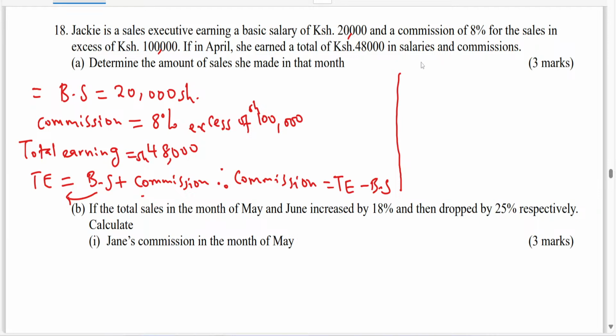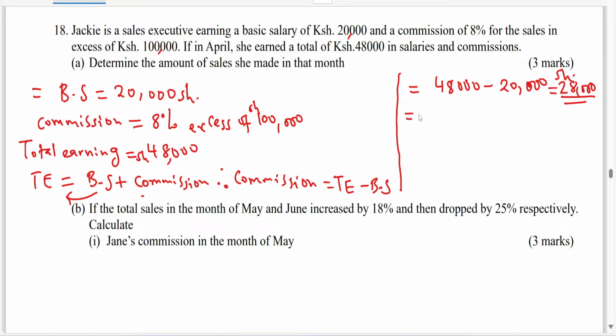Simple as that. So let's find out our commission. Our commission is our total earnings, which is 48,000, minus our basic salary of 20,000. Total earning is all the money you receive, minus the salary, which gives you the commission. So the answer is 28,000 shillings. Remember, you should know what a commission is and what your salary is.